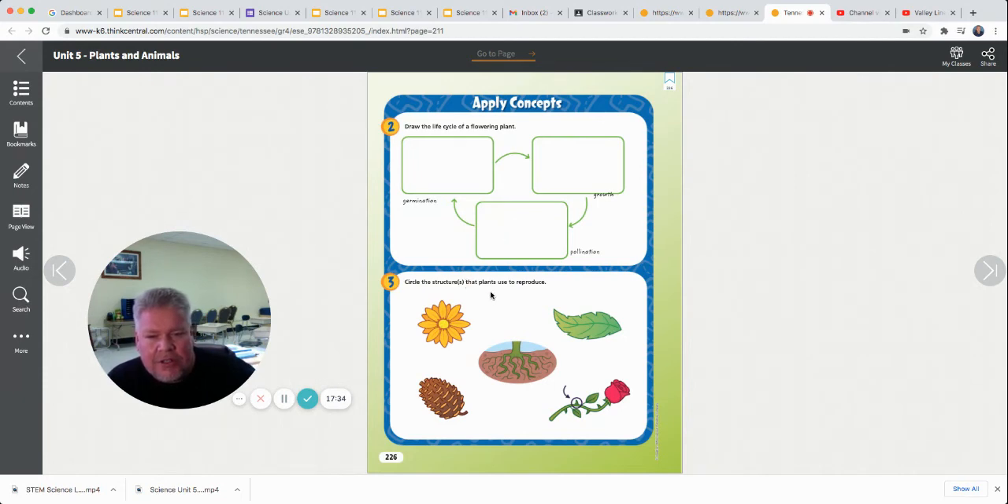Circle the structures that the plants use to reproduce. Okay, does it use a flower? Sure, the flower is a big part of reproduction because that's where the pistil and the stamen are. A leaf, not so much for reproduction. Roots, nope. Thorns, nope. Cones, yes, they produce seeds too.